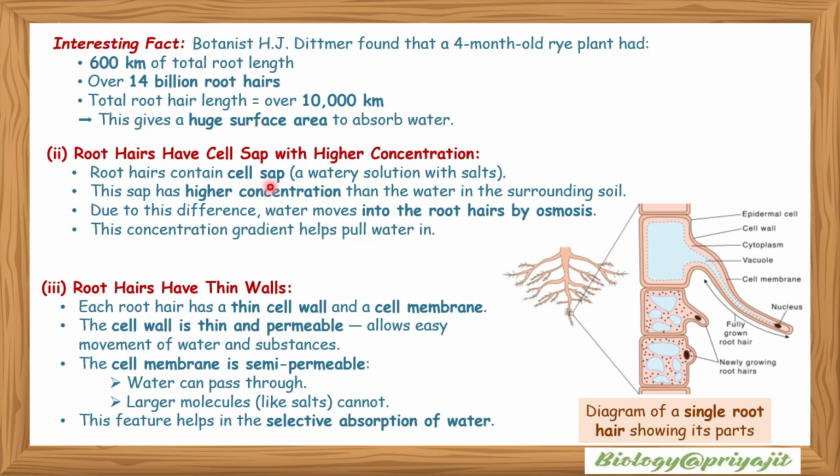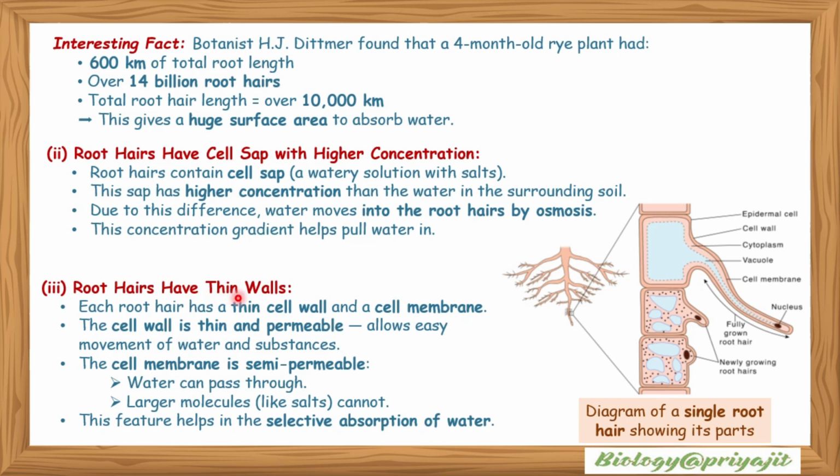Root hairs have cell sap with higher concentration. Root hairs contain cell sap, a watery solution with salts. This sap has higher concentration than the water in the surrounding soil. Due to this difference, water moves into the root hairs by osmosis. This concentration gradient helps pull water in.